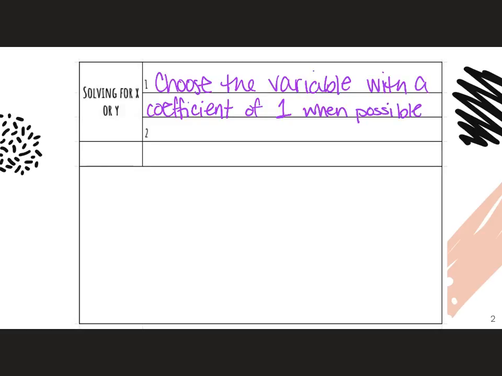And then the second step is, it's not really a step, but if you have substituted correctly, you're only going to have one variable in your new equation. So you should only have x's or you should only have y's. So when you substitute, there should only be one variable in the equation.